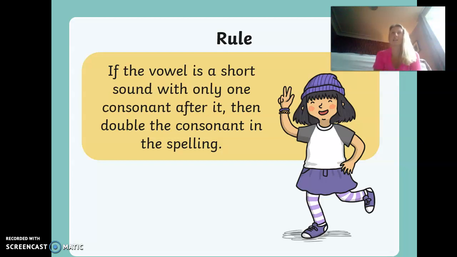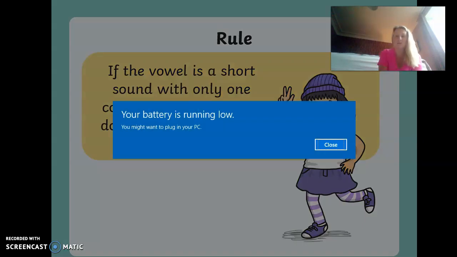This is what Phase 6 phonics is all about. It's all about spelling rules and how we spell things. That's why it's so important.